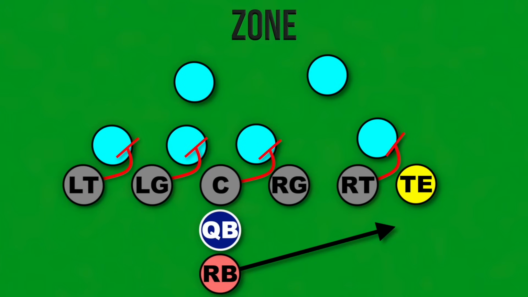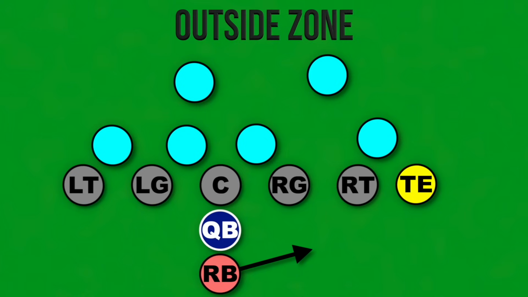On a reach block, the lineman is moving play side and trying to attack or reach the defender's play side shoulder. If a lineman is uncovered, he steps play side and double teams the first defender he finds, and then one of those 2 linemen move on to the second level to block a linebacker. The most common zone runs are inside zone and outside zone.